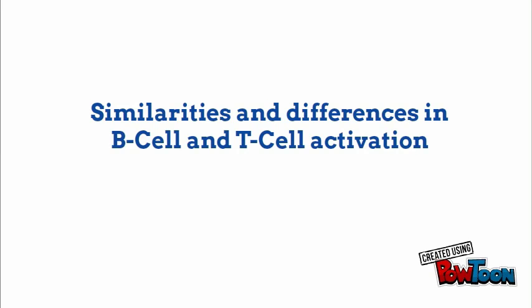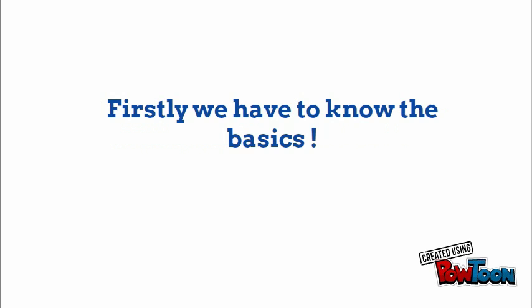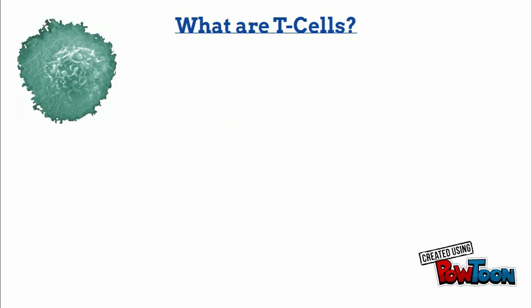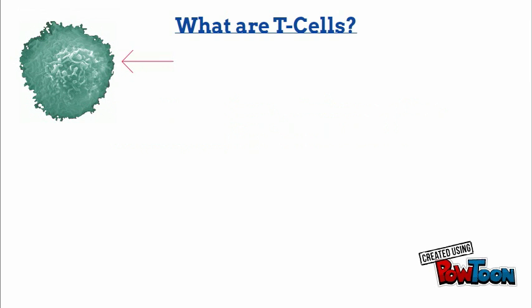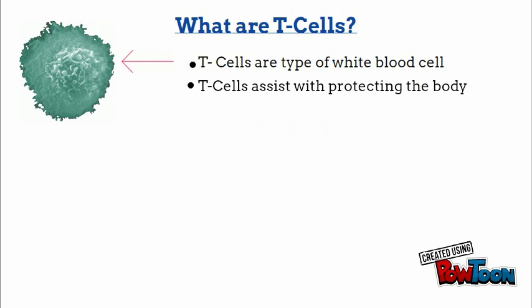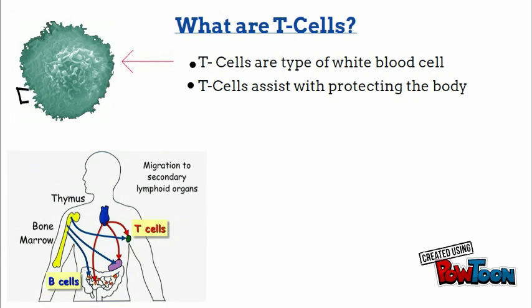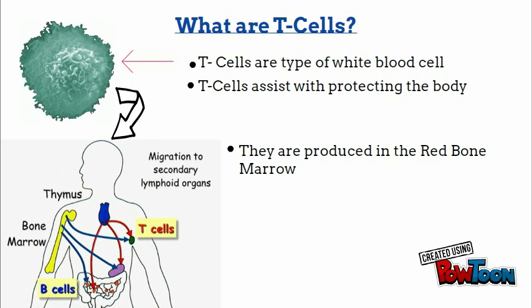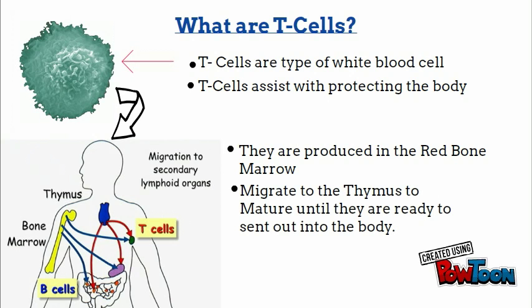Today's learning objective is to look at similarities and differences in B cell and T cell activation. What are T cells? T cells are a type of white blood cell that assist with protecting the body. They are produced in the red bone marrow and migrate to the thymus to mature until they're ready to be sent out into the body.